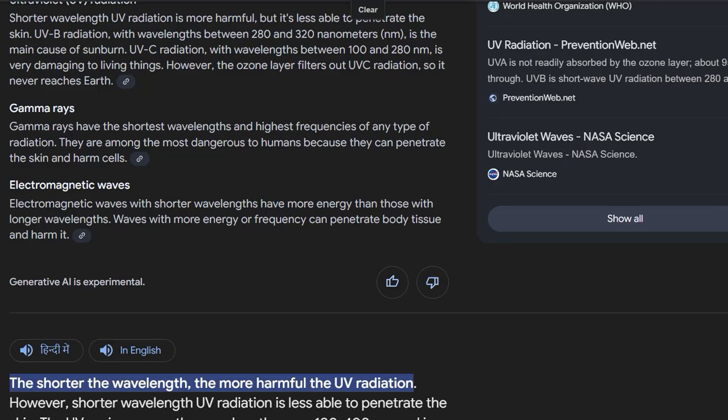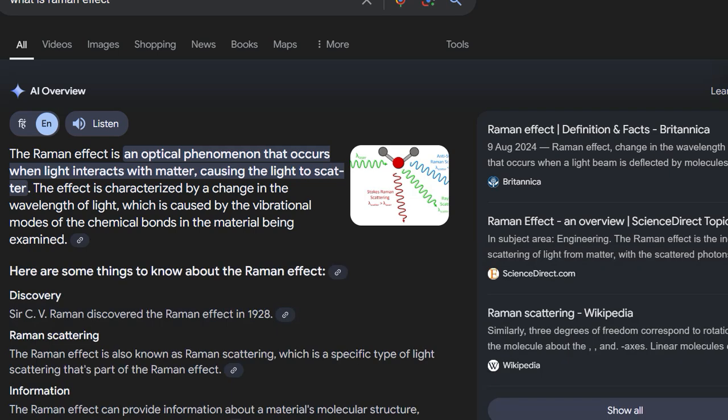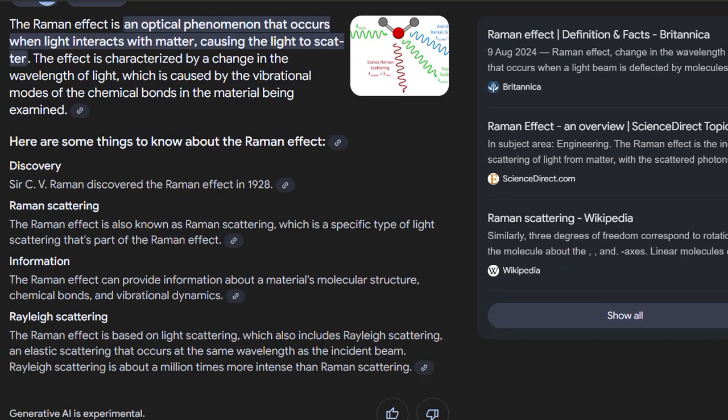Let us ask AI what is Raman effect. An optical phenomenon that occurs when light interacts with matter, causing the light to scatter. So it's more related to scattering. The effect is characterized by a change in the wavelength of light, which is caused by the vibrational modes of the chemical bonds in the material being examined. It was discovered in 1928. Raman scattering is a specific type of light scattering that's part of the Raman effect. The Raman effect can provide information about a material's molecular structure.